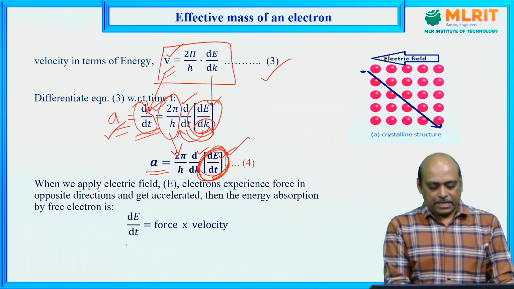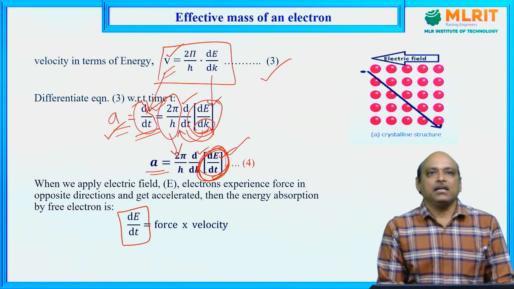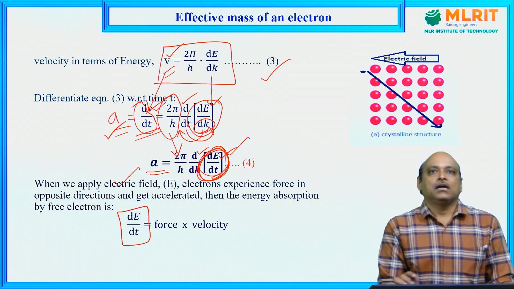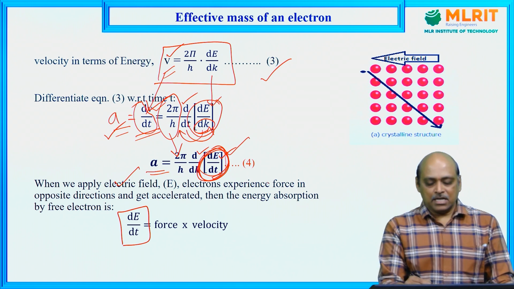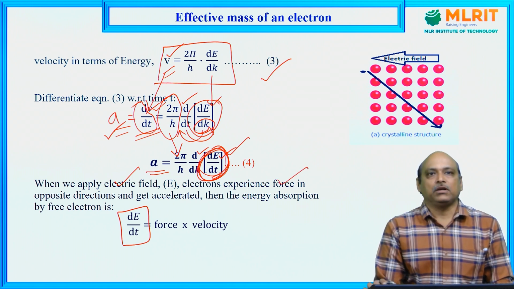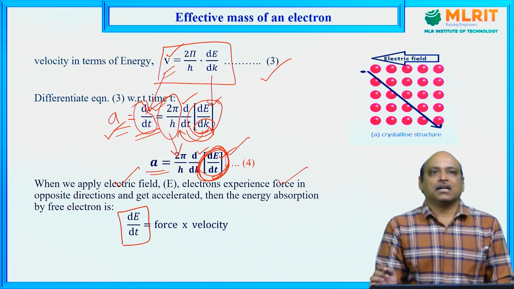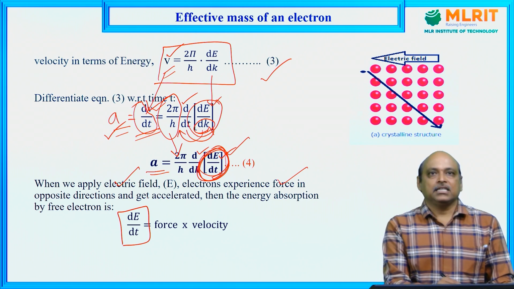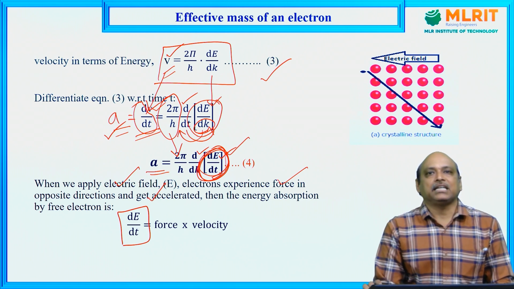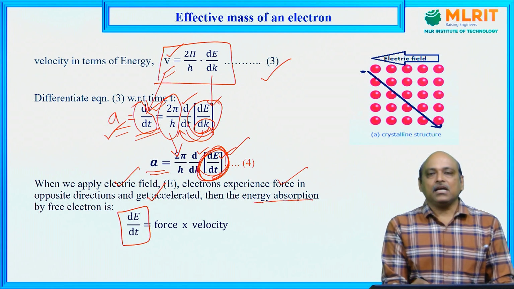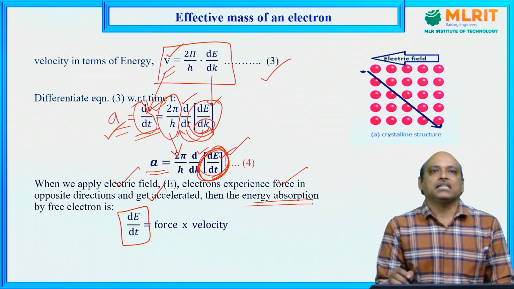So dE by dt, according to quantum theory, when you apply an electric field on an electron, the electron is going to experience a force, that we know. In the opposite direction, the electron will experience the force and start moving. It is nothing but getting accelerated. Then the energy absorption of that electron, due to that reason only it is moving now.